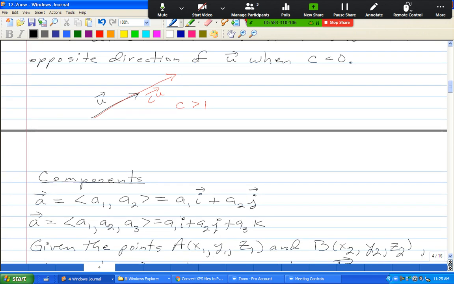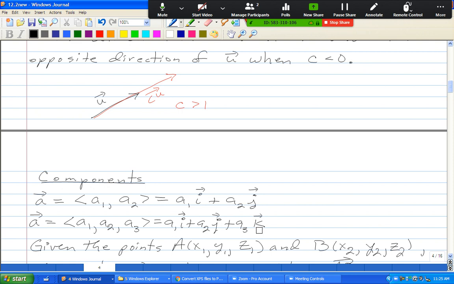Now, of course, if it's a three-dimensional vector, then the components will be a1, a2, and a3, which I could write as a1i plus a2j plus a3k, where k is the unit vector in the direction of the z-axis.